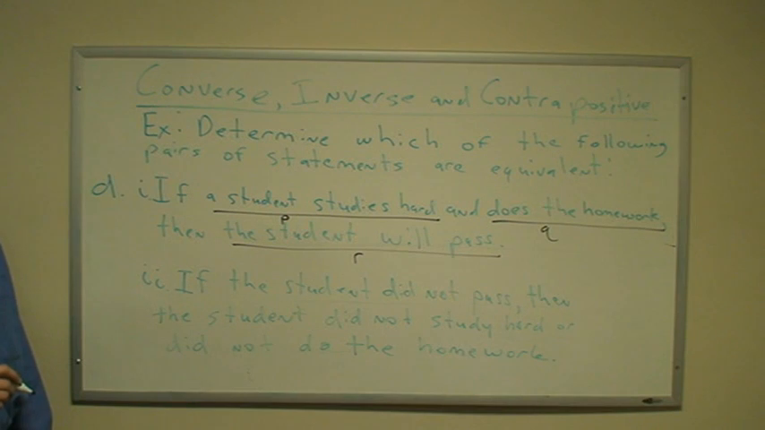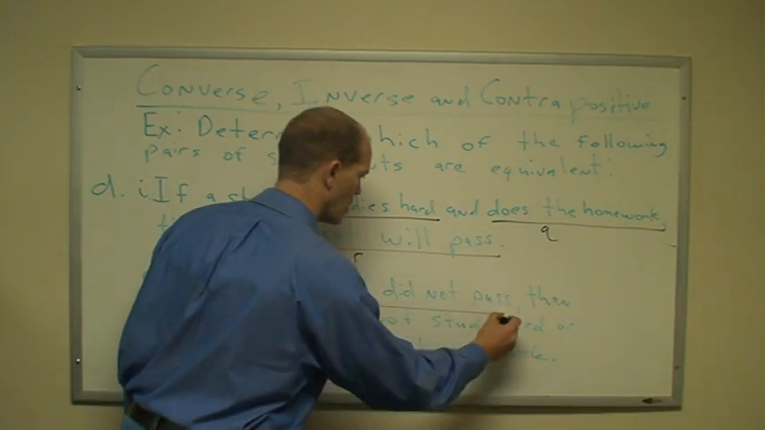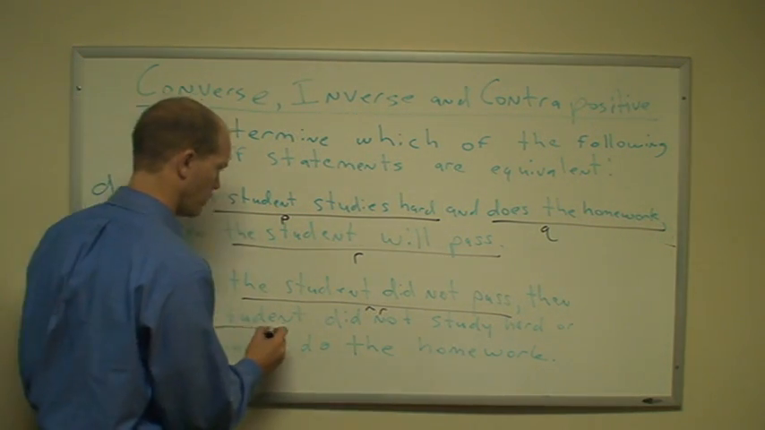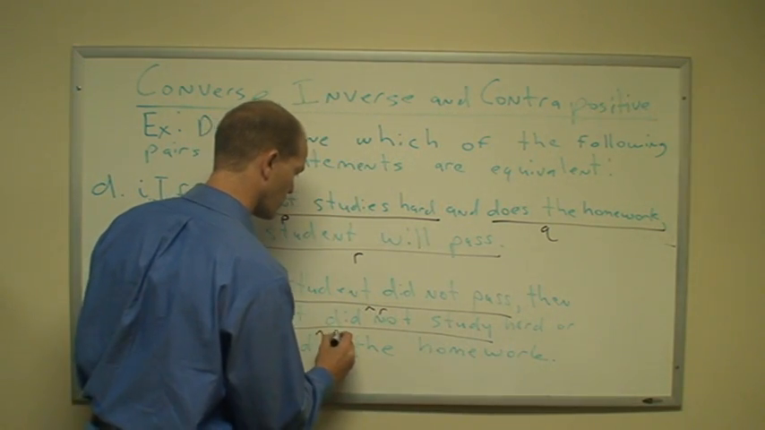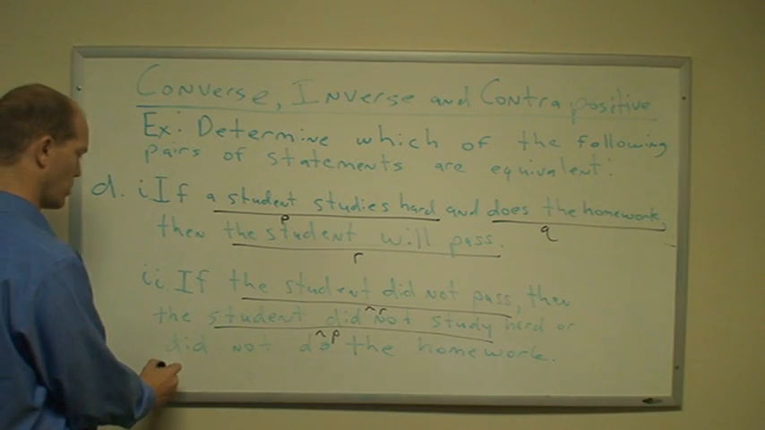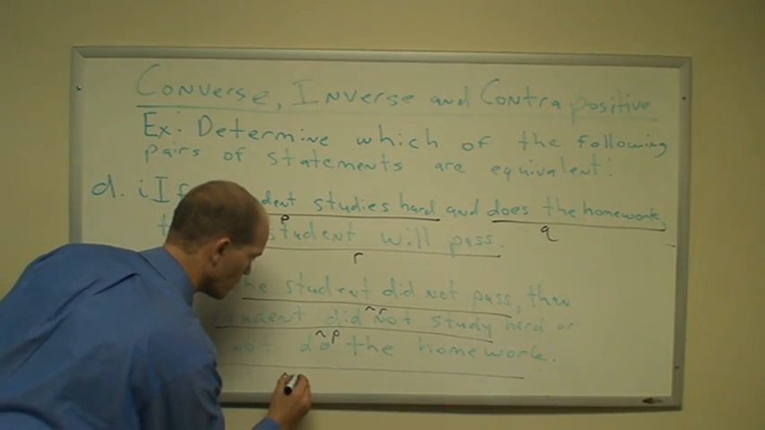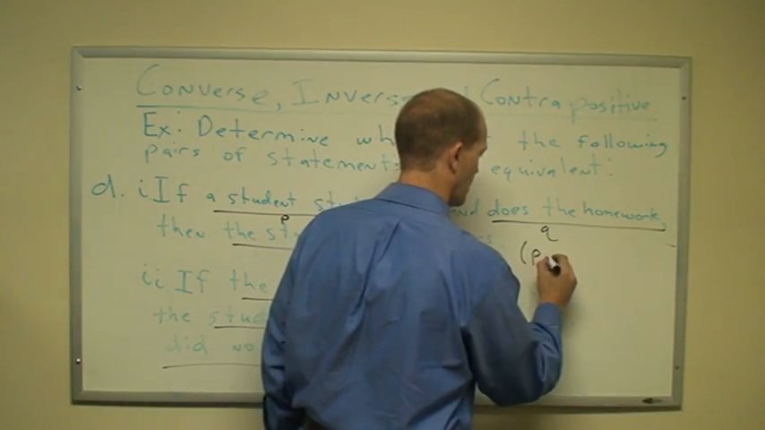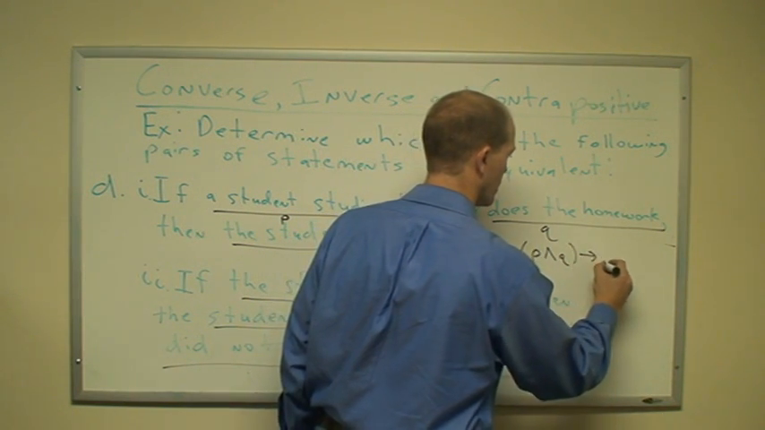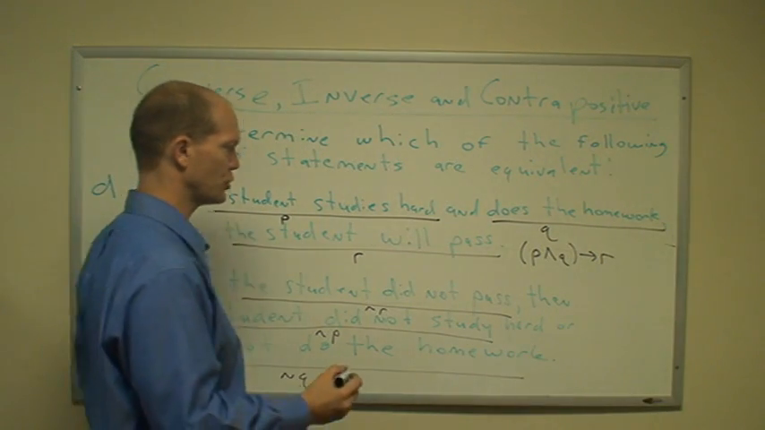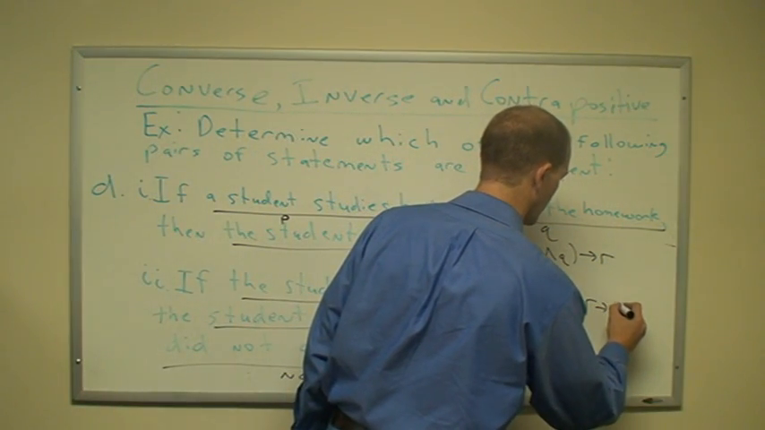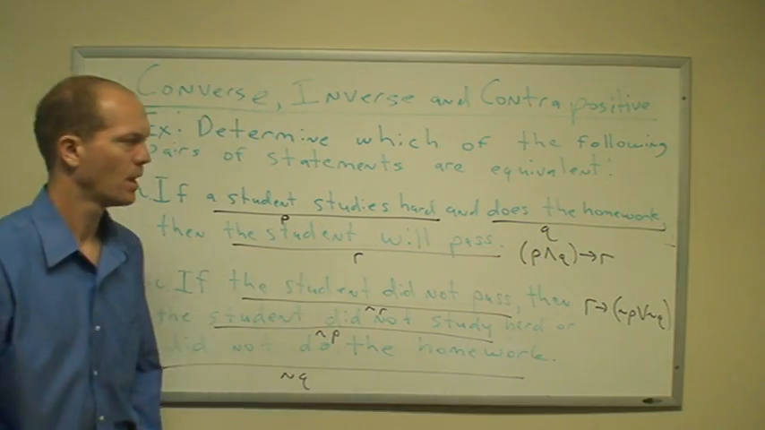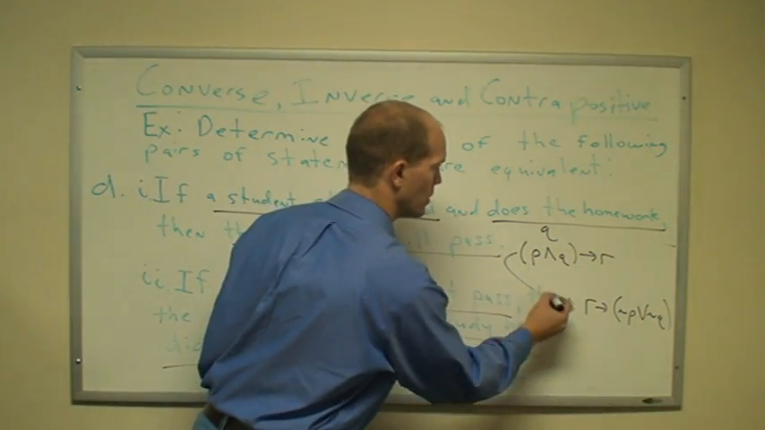The second statement, if the student did not pass, well, we just called the student will pass R, so this would be the negation of R. Then the student did not study hard, well, that would be the negation of P. And lastly, we see did not do the homework, that would be the negation of Q. Putting this together, we can break that first statement up as if P and Q, then R. The second statement should be, if the negation of R, then the negation of P or the negation of Q. And those are the two statements I want to compare.